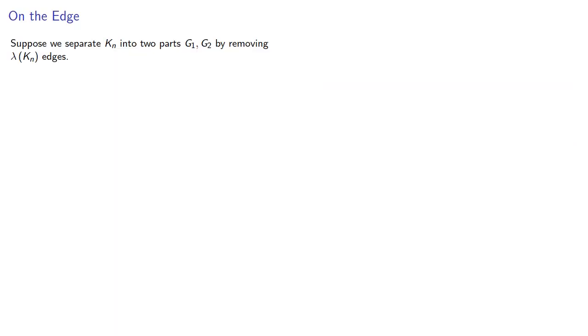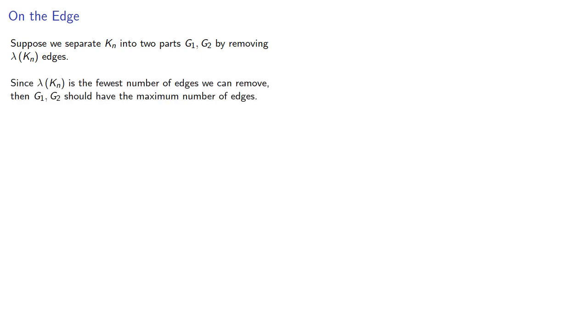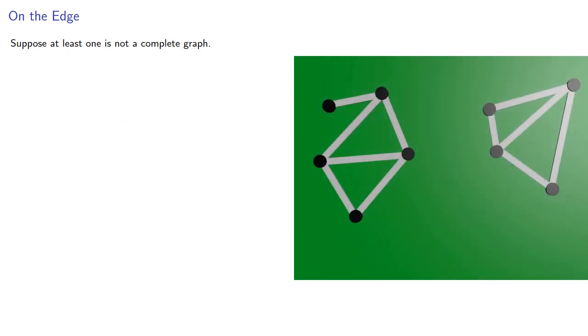So let's think about this. Suppose we separate Kn into 2 parts, G1 and G2, by removing our minimum number of edges. Since this is the fewest number of edges we can remove, our subgraphs should have the maximum number of edges. This suggests they're complete graphs, but are they? Suppose at least one is not a complete graph. It doesn't matter which, so we'll say it's G1.